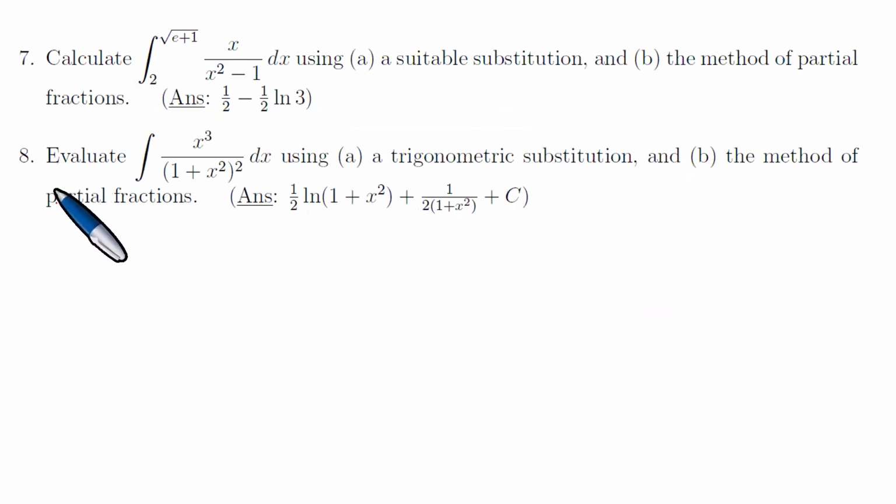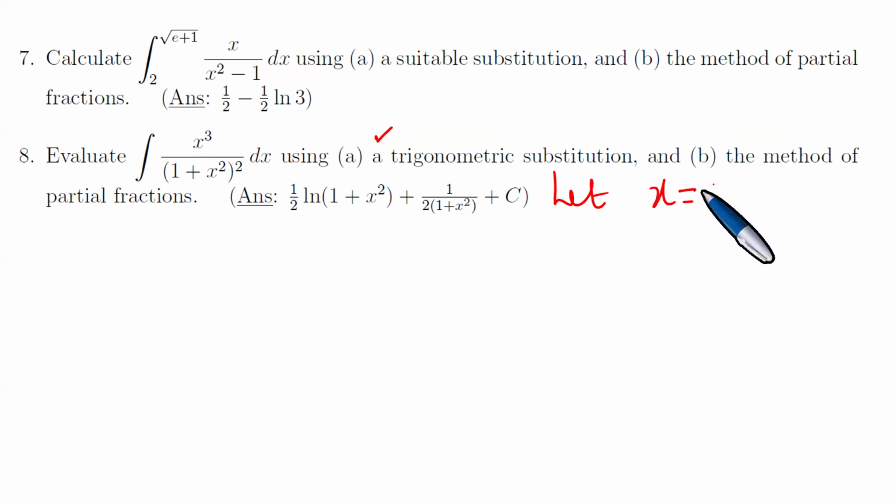Now, question eight is as follows. Evaluate this integral here using a trigonometric substitution. And then in B, we shall look at the method of partial fractions. Obviously, the two methods converge in terms of the answers being identical or equivalent solutions. To do a trigonometric substitution, you need to look at the fact that it is a sum that involves a square. The best way is also to look at the degrees. This is x cubed, and the degree of the denominator is 4, meaning no division is possible.